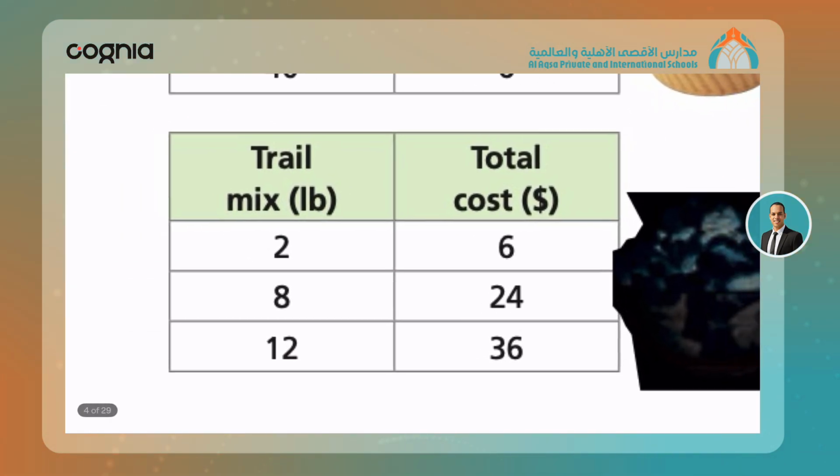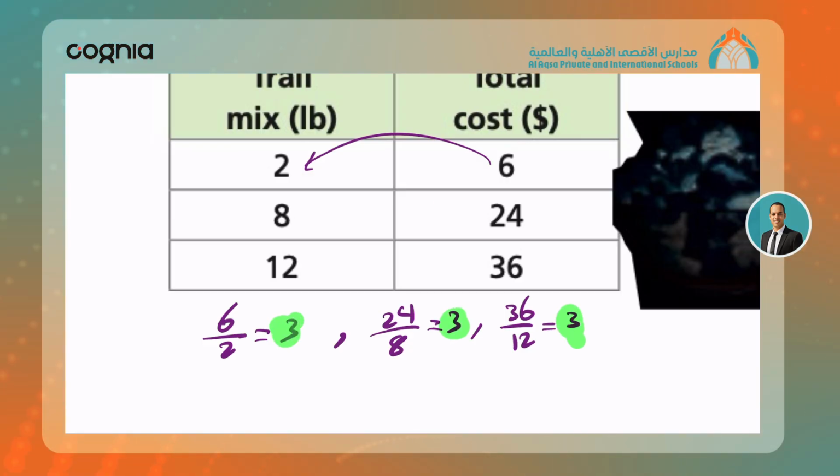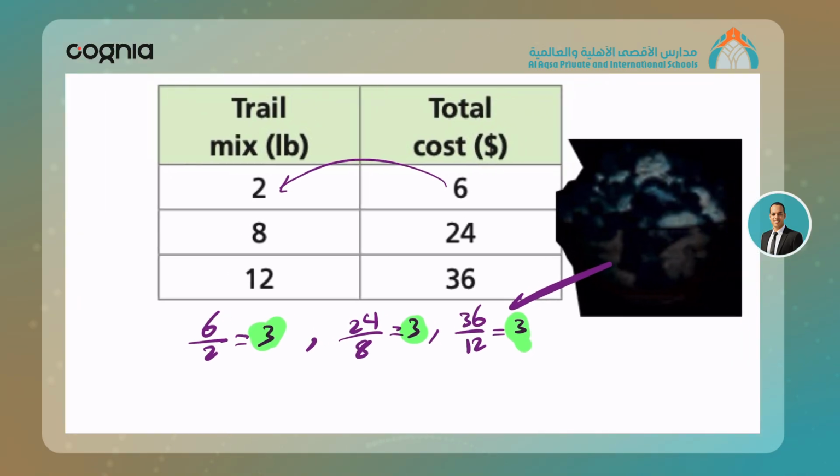Let's see this one, the trail mix with the total cost. Okay, so I would like to divide the big numbers by the small numbers. So what if I divide the 6 by 2? So 6 divided by 2, let's make it as a fraction. So 6 divided by 2, it's equal to 3. Also 24 divided by 8, it's equal to 3. 36 divided by 12, it's equal to 3. So you can see here that the ratios are equivalent. So we can say, yes, this table represents a proportional relationship. So trail mix with the total cost, we can predict the cost of 100.